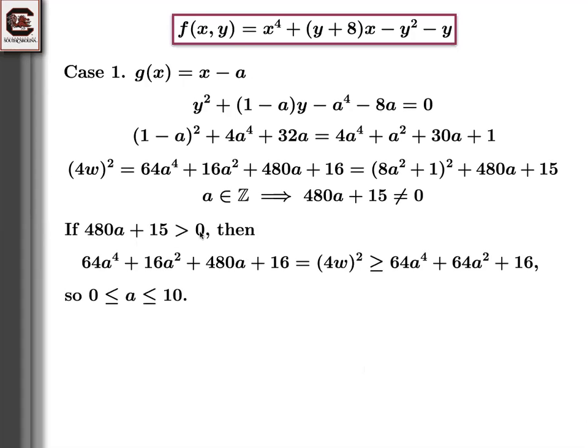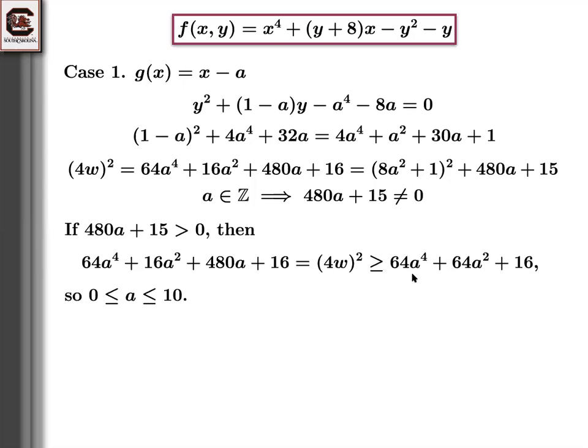If it's greater than 0, that means a is greater than minus 15 over 480, and so a is going to be greater than or equal to 0. And this equation is just coming from the first equation I had up here, just put in the opposite order. But what I'm trying to say here is that I know that it's more than this squared because this is positive over here. So it's more than (8a squared plus 1) squared. And I know it's a multiple of 4 squared. So it has to be at least (8a squared plus 4) squared. And that's what I have here, (8a squared plus 4) squared. So that's where this is coming from.